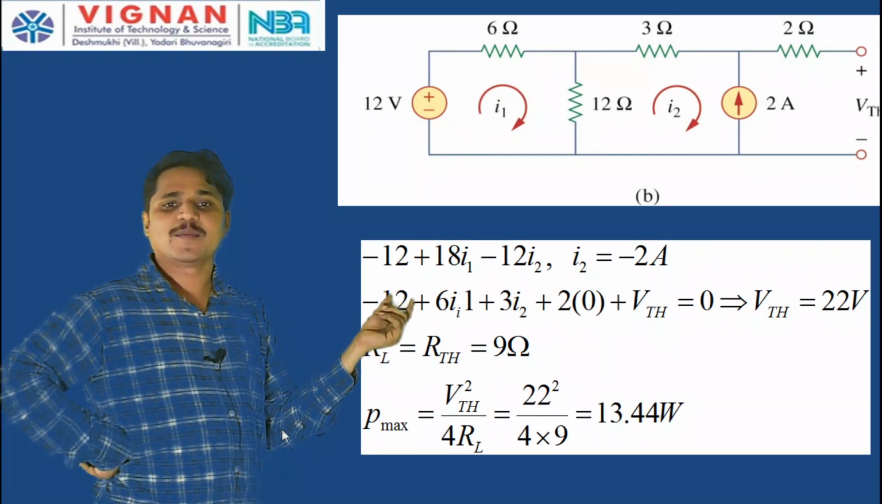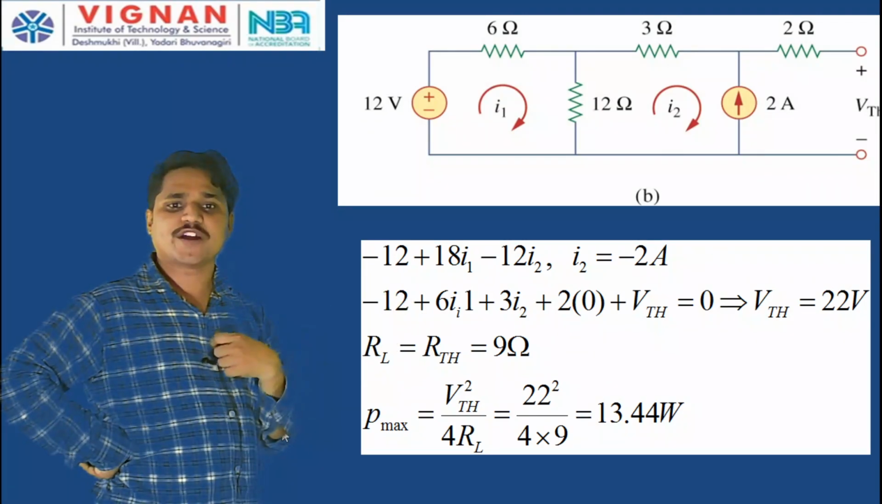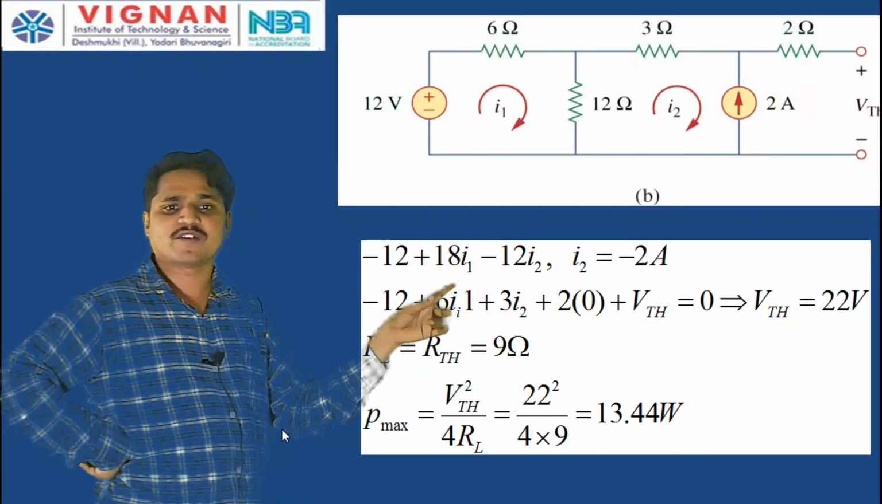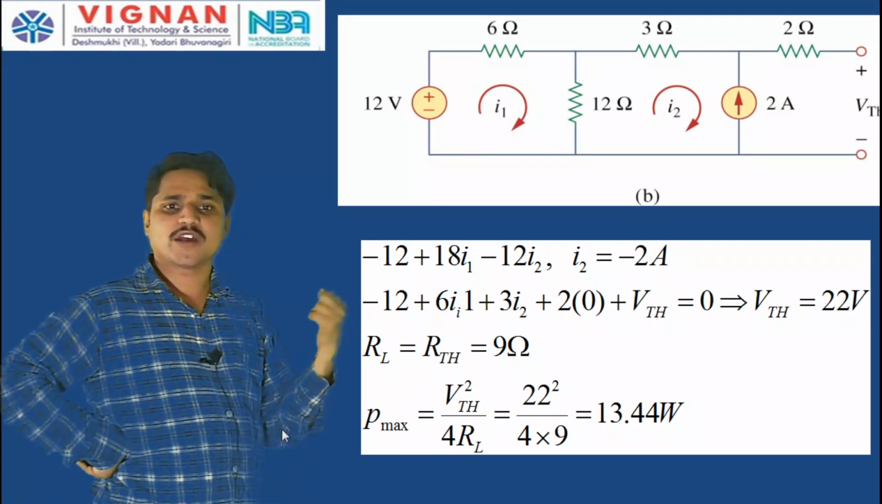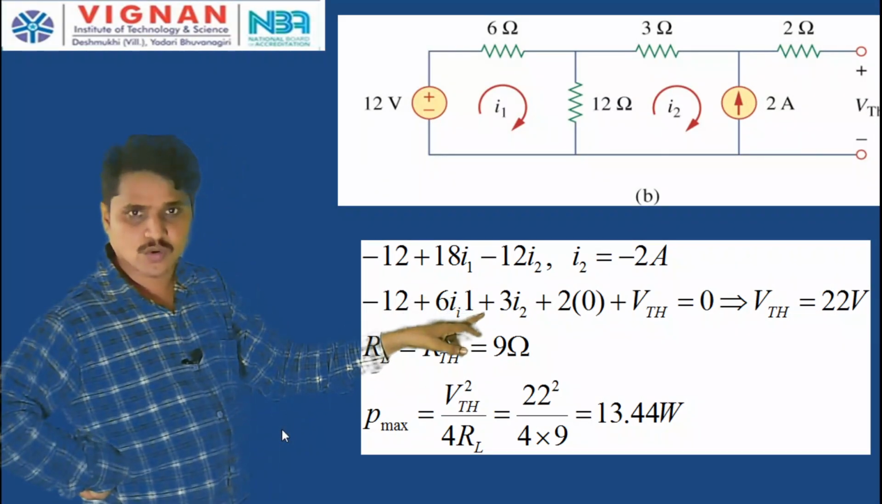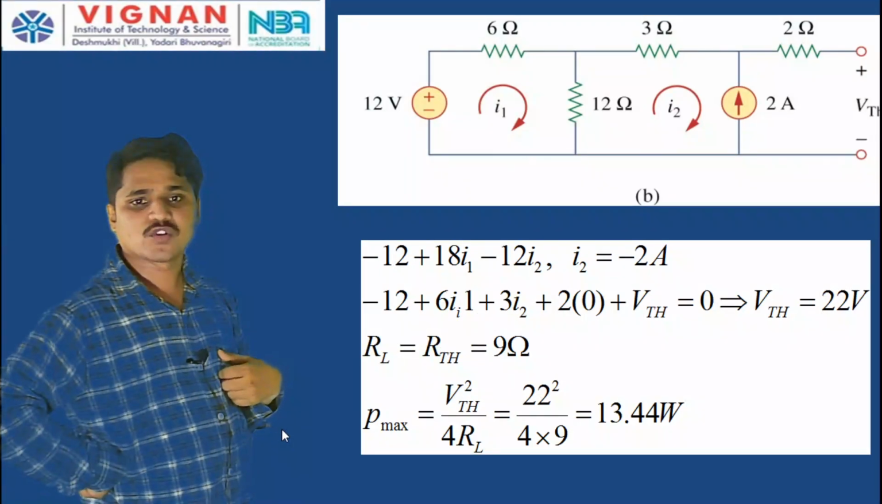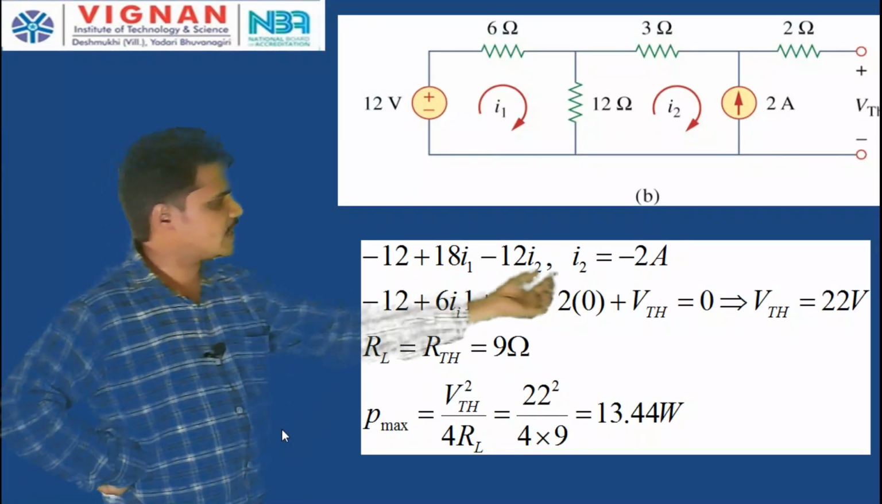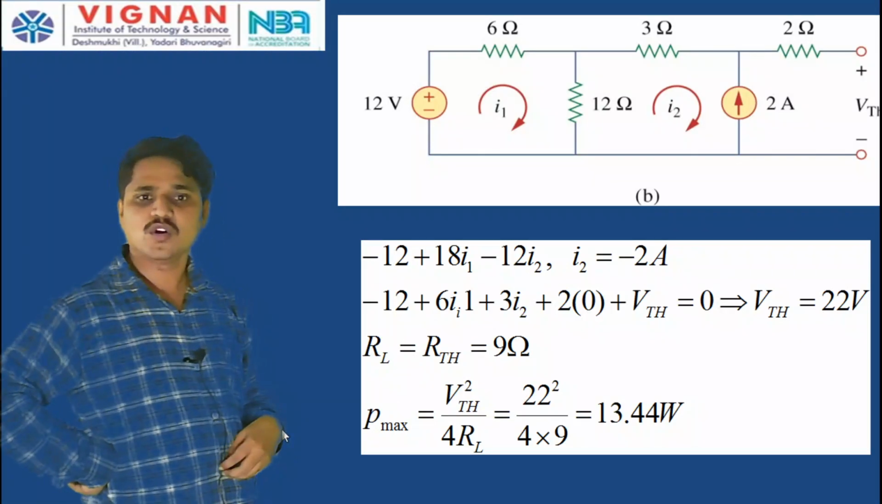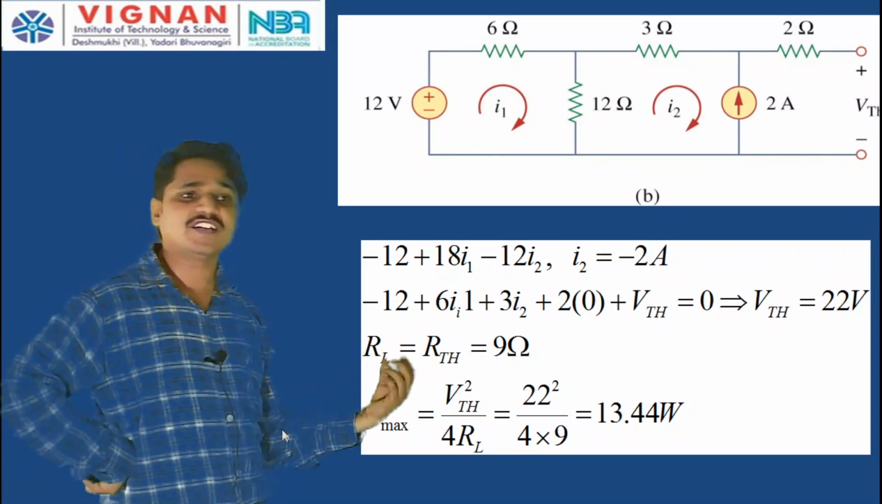Now substitute I1 equal to 1 ampere in this equation: minus 12 plus 6 into 1 plus 3 into I2 plus 2 into 0 plus V Thevenin is equal to 0. If you solve this equation, you will get the V Thevenin value as 22 volts. Then what is the maximum power?